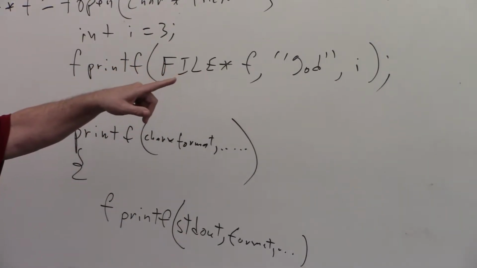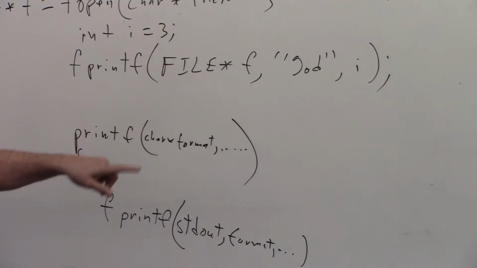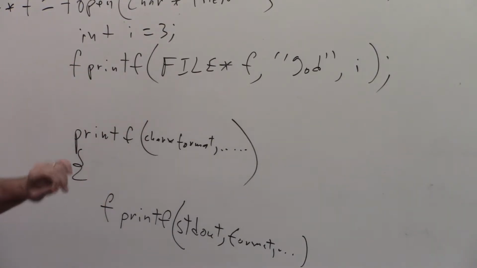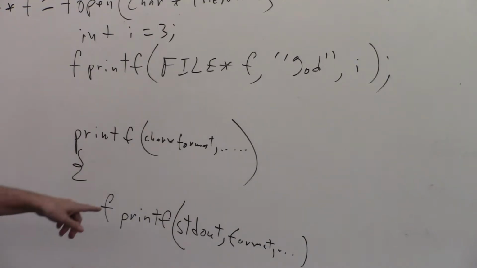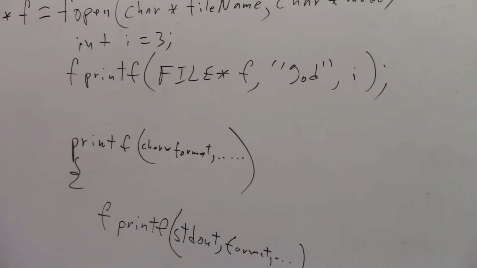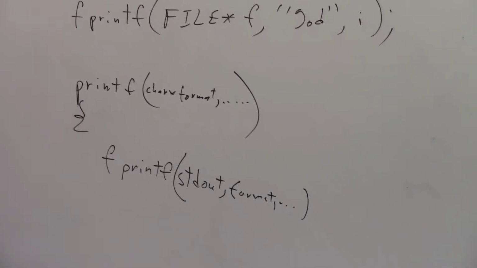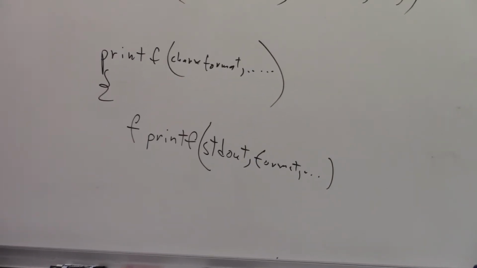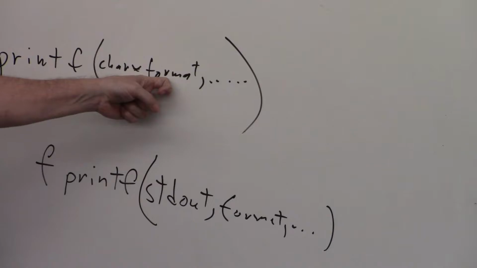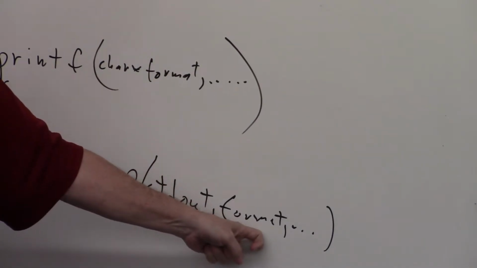Fscanf does exactly the same thing, except scanf calls fscanf, passing standard in as the first parameter, because it's just a file pointer. I just gave it a name up here, format. Whatever parameter name is here, it passes to here. It doesn't even look at it.